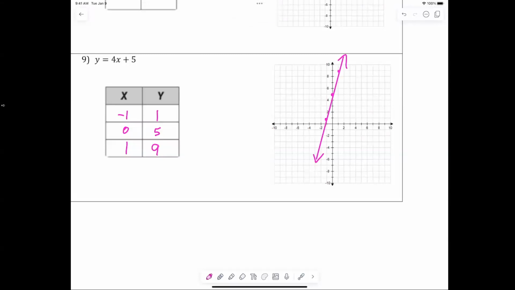Colton, where's your calculator? Why don't you tell me? Come on up here and borrow one. All right, sitting there not participating because you don't have a calculator. Come on. It's annoying.